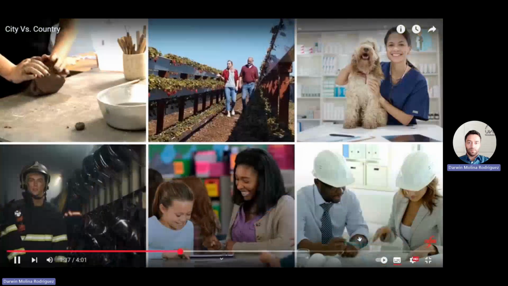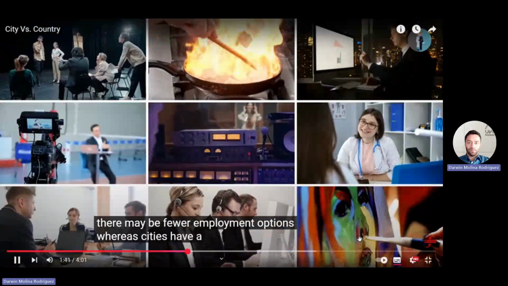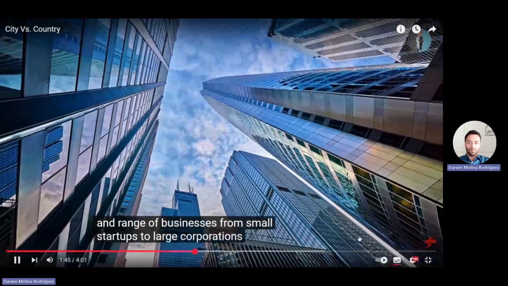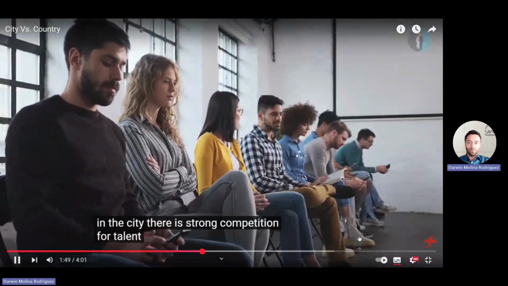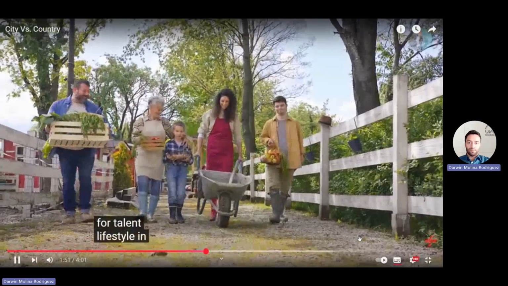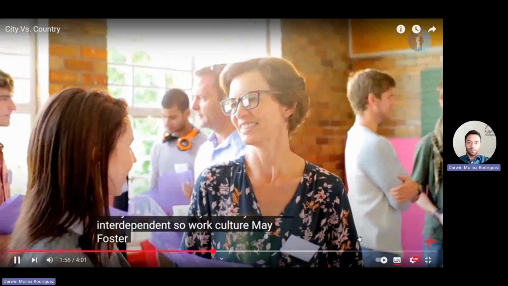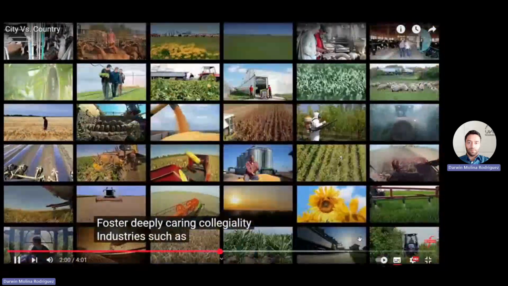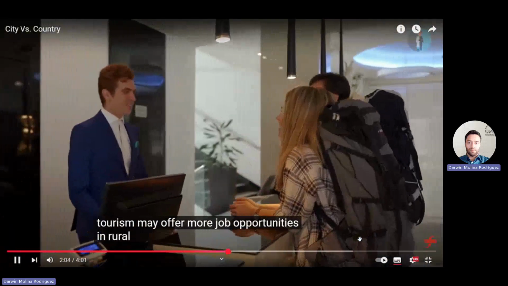In the countryside, there may be fewer employment options, whereas cities have a high concentration and range of businesses from small startups to large corporations. In the city, there is strong competition for talent. Lifestyle in the countryside may be more interdependent, so work culture may foster deeply caring collegiality. Industries such as agriculture and tourism may offer more job opportunities in rural areas.